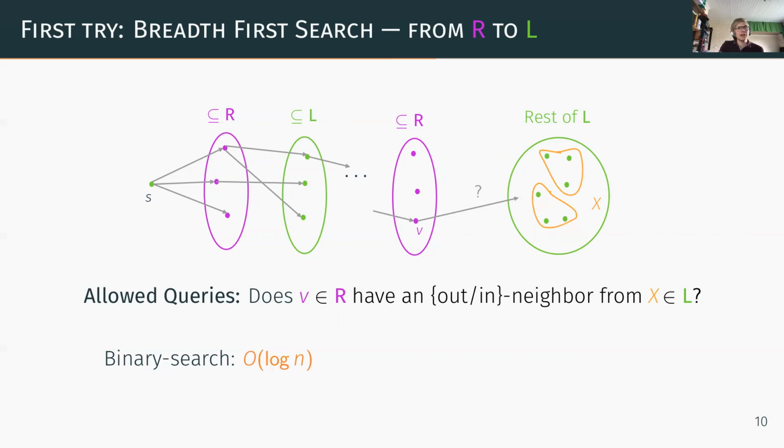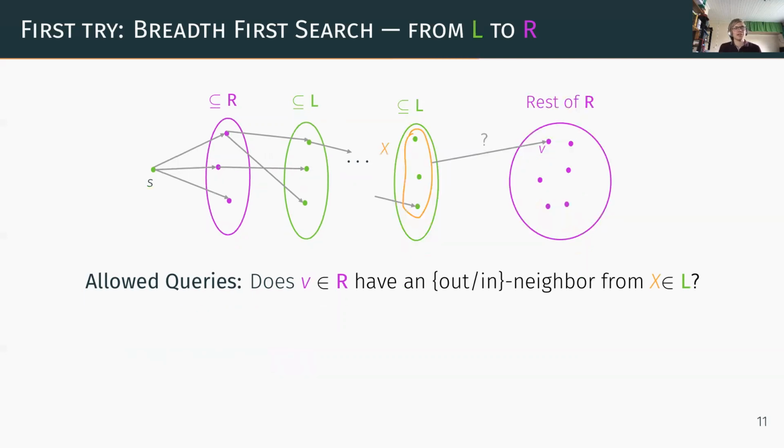So let's look at the other case when you move from L to R instead. So again, we have some vertices which we have already found are reachable in our breadth-first search. And now the current layer is in L, and the next layer we're trying to find will be in R. The problem here is in the asymmetry of the queries.